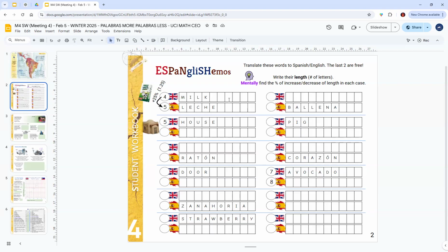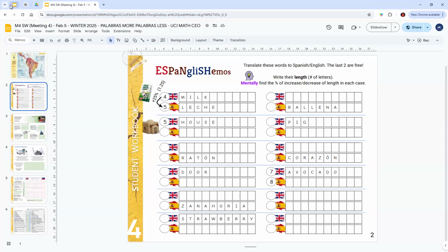We have an example here, just so that it helps explaining: milk and leche. So this is this pair of words in English and Spanish. The length is 4 and 5. And then the percentage change here would be 25% going from 4 to 5. And from 5 to 4, it's not 25% or negative 25%. If you have 5 things and you're losing one of these 5, you're losing 20%, right? So it's going to be a decrease of 20%.